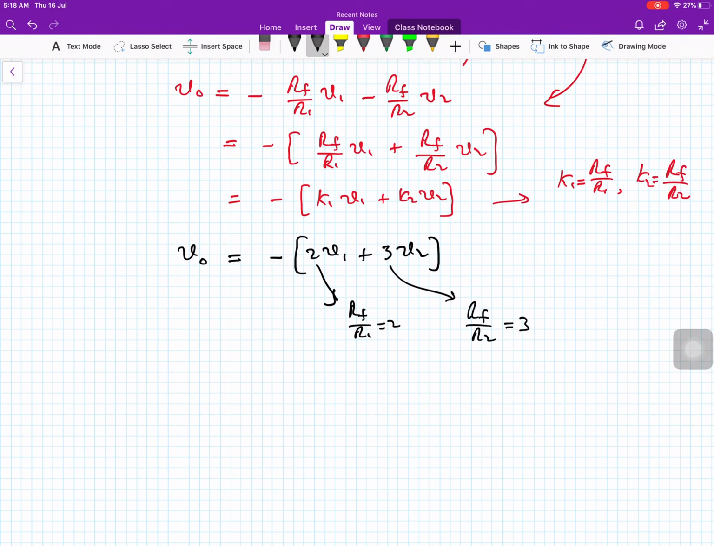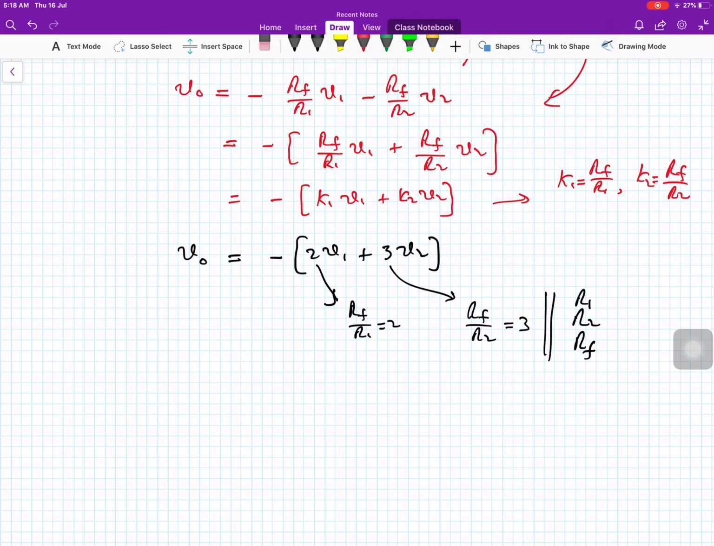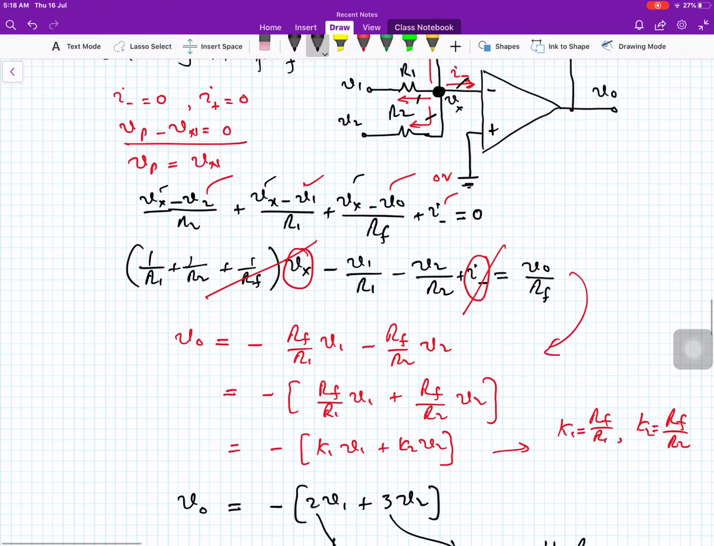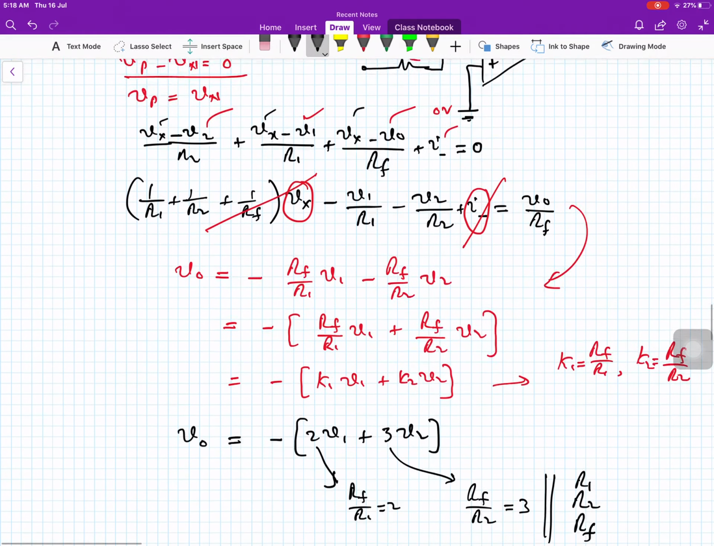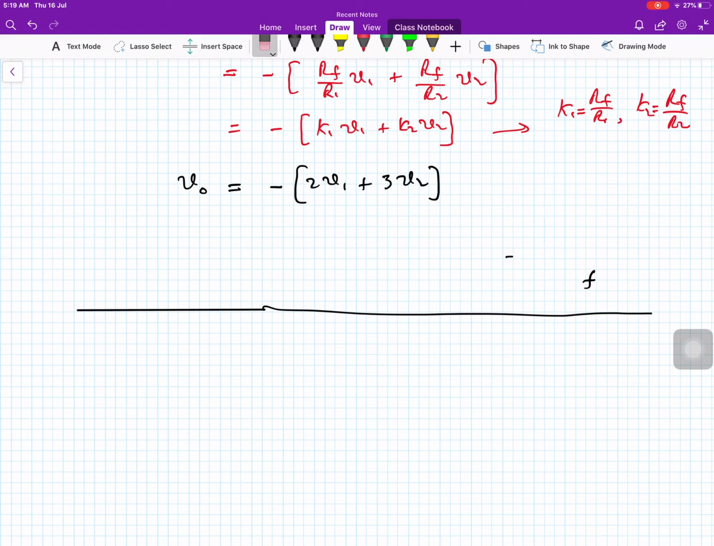Of course there are some limitations on the minimum and maximum values of R1, R2 and RF, and you will learn these things in higher level courses. So this is known as an inverting amplifier. This is known as a summing amplifier, or sometimes an inverting summer. Inverting summer means it is summing, it is amplifying the input signals. The amplification of V1 is 2, the amplification of V2 is 3, and this is the addition, and due to this it is the inversion.